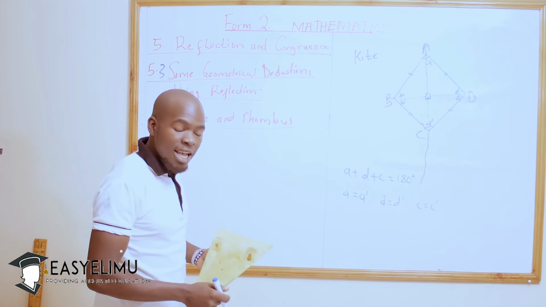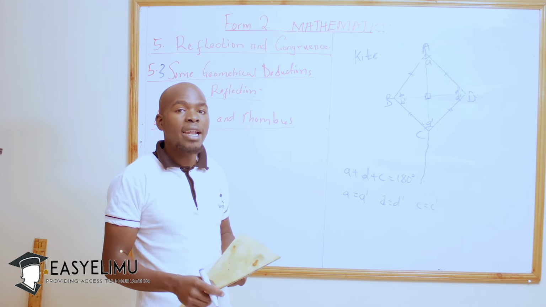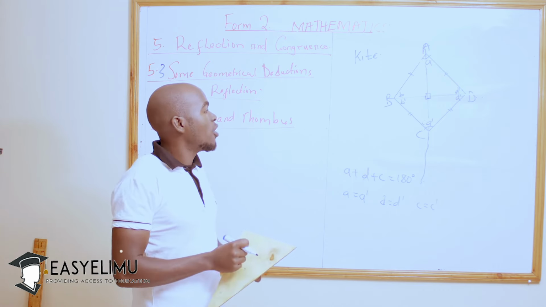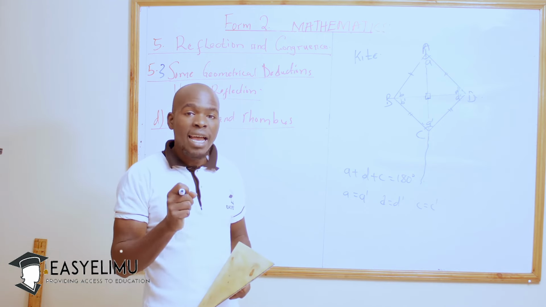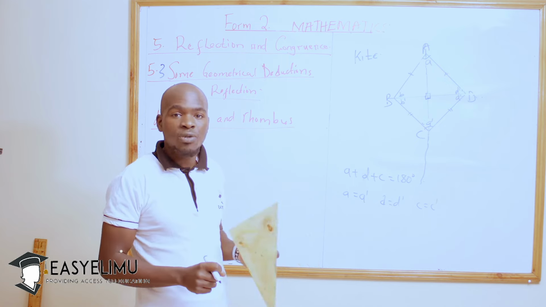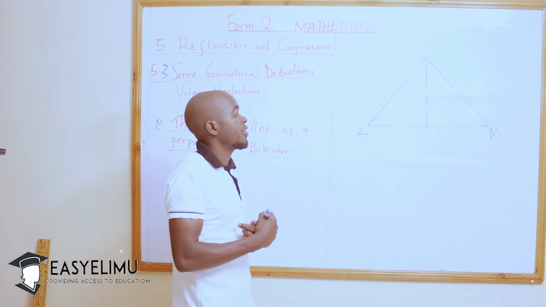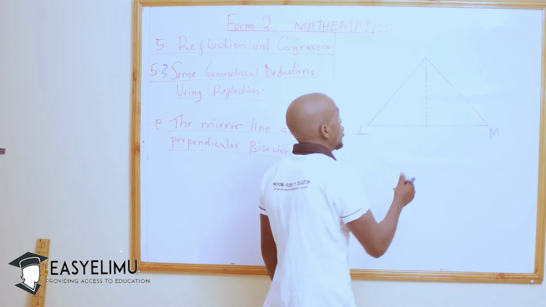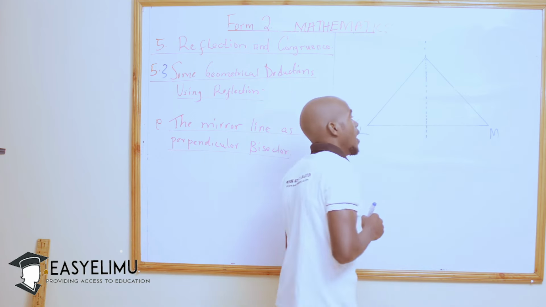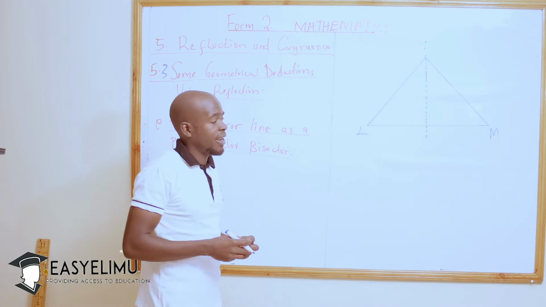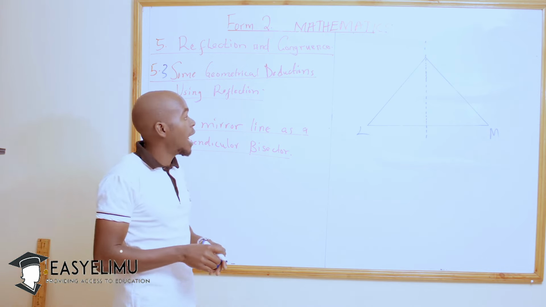Next, consider a special kite, which we refer to as a rhombus, and show that the diagonals of that rhombus intersect at right angles. That is for your assignment or homework. Now let's consider this kind of triangle, where we are going to consider this straight dotted line here as a mirror line. We need to find out that the mirror line can be used as a perpendicular bisector.